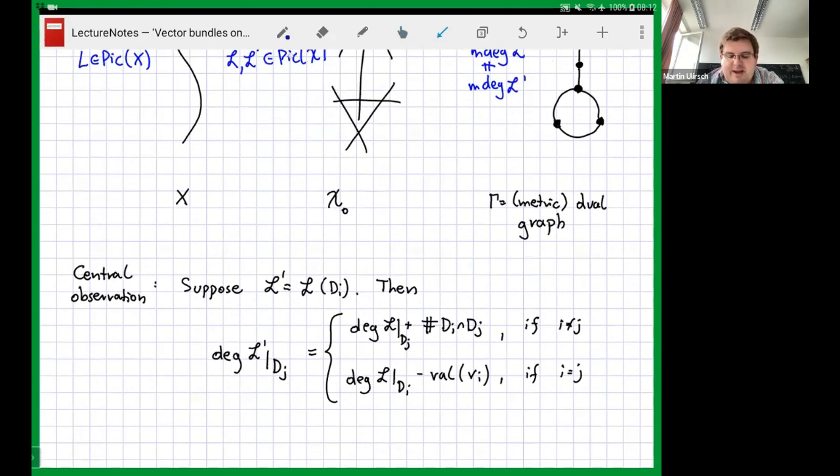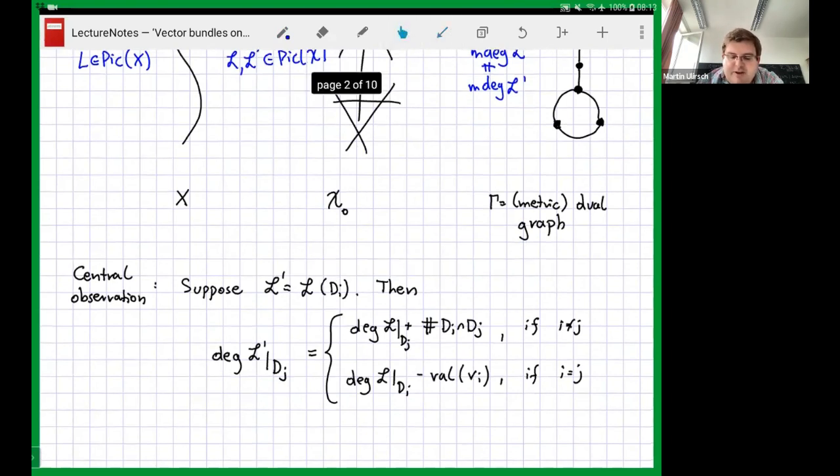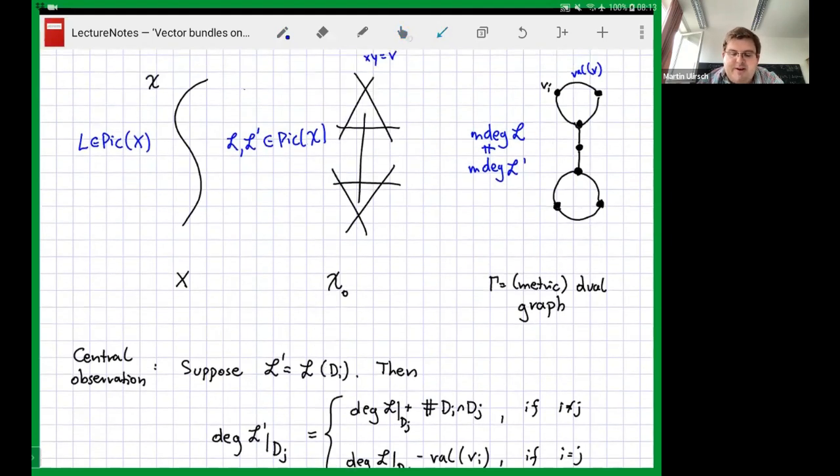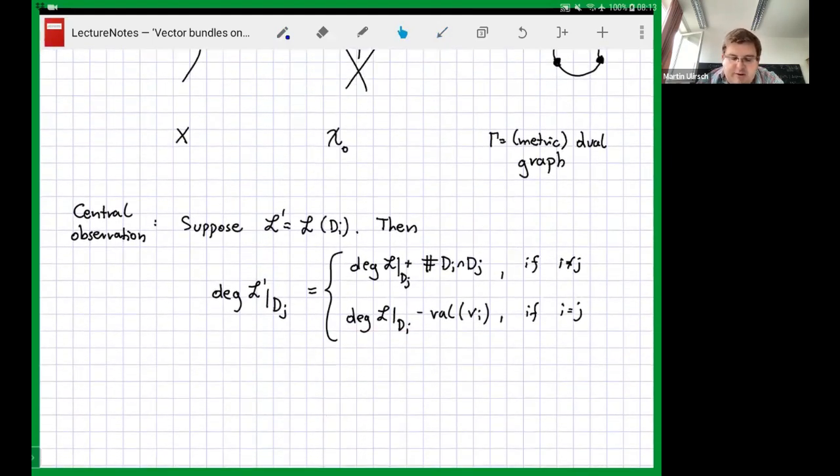if L' is given by L twisted by one of the components that we call D_i, for example this one here, then we know that the degree of L' restricted to D_j, some other component, is given by the original degree of L plus the number of nodes that intersect D_i in D_j, if i is unequal to j. And in order to keep the total degree constant, this has to be equal to the degree of L restricted to D_i minus the valence of v_i if i is equal to j.